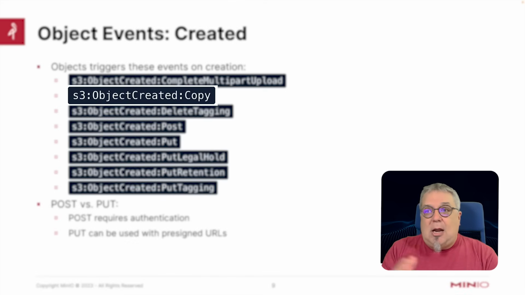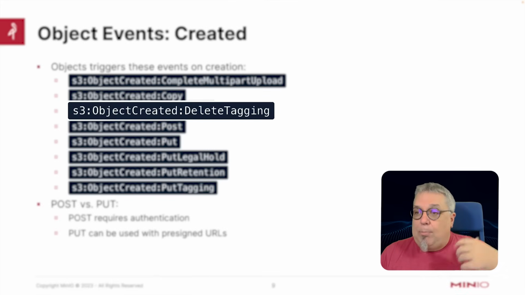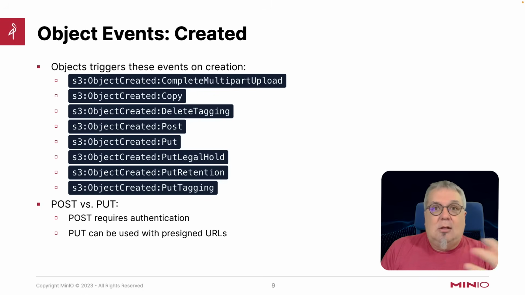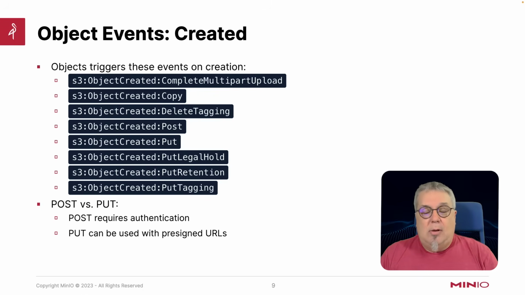Also, if I'm copying an object, or posting or putting an object, those are things that I want to take a look at. If I'm making a change to an object, that is deleting some tags, putting some tags on it, setting a legal hold, or setting a retention rule, all of that I can watch on these object created events. Again, I can do wildcards with these.